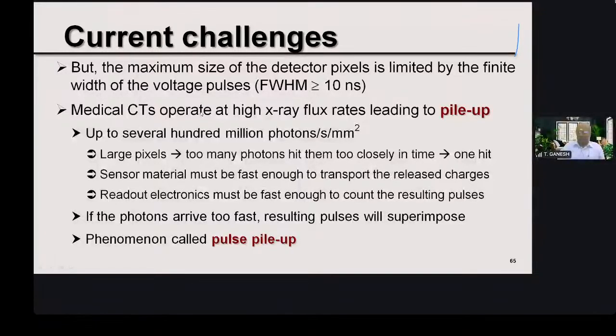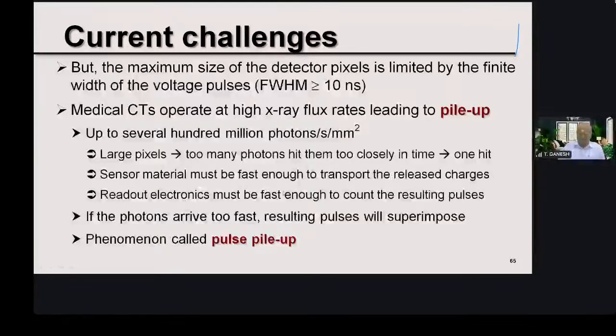Medical CTs operate at a high X-ray flux, leading to what is called the pileup, up to several hundred million photons per second per millimeter square. That's the number of photons striking the detector element. With large pixels, there will be too many photons hitting them too closely in time, and they will be counted as one hit. We will see this pictorially in the next one. And the sensor material must be fast enough to transport the released charges. Otherwise, it will take a long time to read out, and that will lead to more pileup.